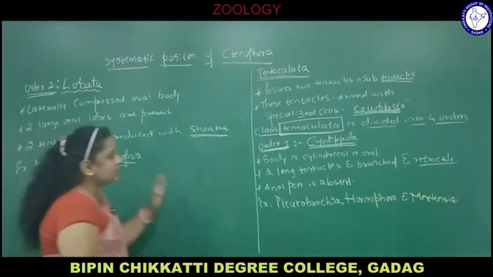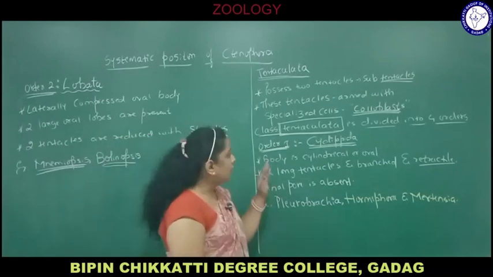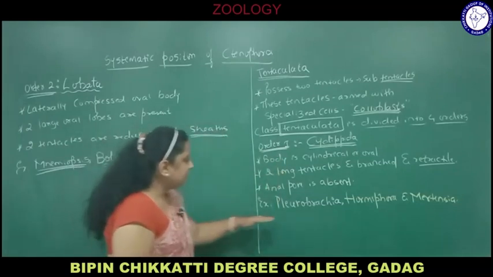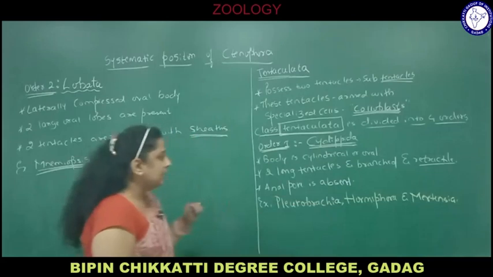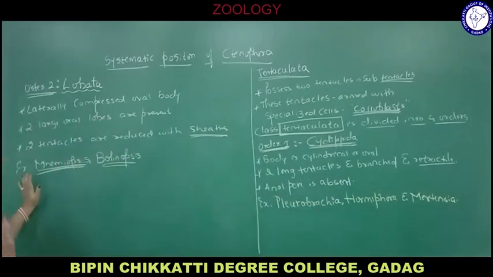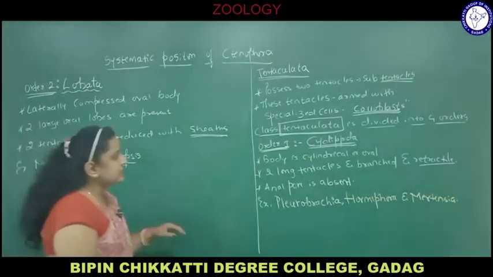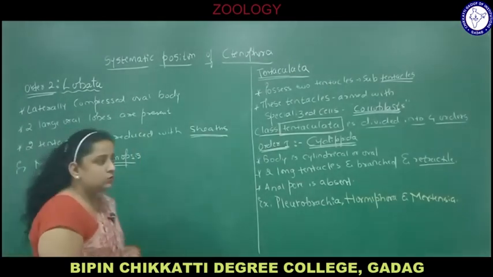So under class Tentaculata there are 4 orders I told you. Order Pseudipida, example Pleurobrachia, Hormifora, Mertensia. Under order Lobata, laterally compressed oval body. 2 large oral lobes are present. 2 tentacles are reduced with sheaths. Example Nemiopsis and Bolinopsis. So there are 4 orders actually. Order number 1 is Pseudipida, second order is Lobata.